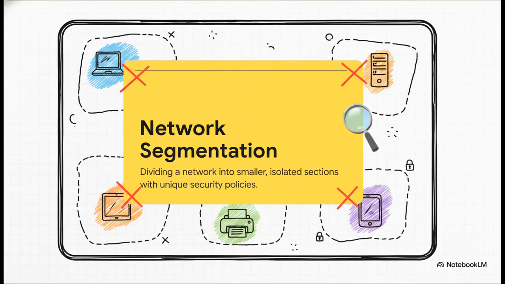At its core, network segmentation is basically just dividing a single computer network into smaller, isolated sections. We call these sections segments. And each of these individual segments gets its own specific security policies and access controls. So instead of letting every laptop, server, and printer just chat freely with each other by default, segmentation makes sure that digital communication only ever happens when it's strictly necessary and explicitly authorized.